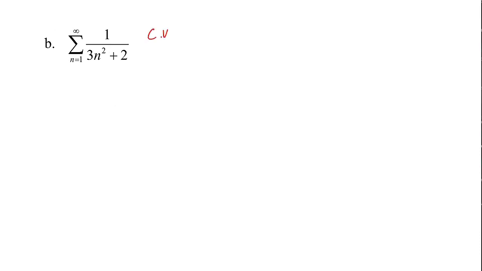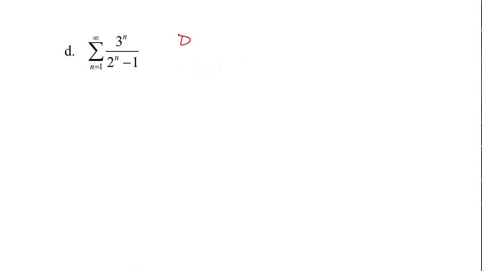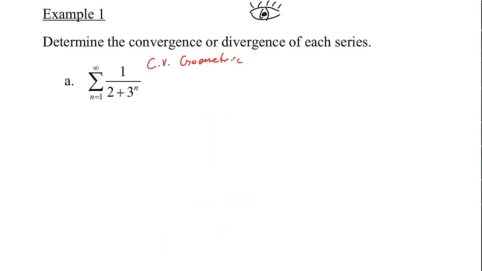This one looks like a convergent p-series with p equals 2. My eyeball is right. This one looks like a divergent p-series where p is 1/3. My eyeball is right. This looks like a divergent geometric series with r equals 3 halves. And my eyeball is right again. All right, so just kind of looking at these things, and you will get faster at these. I'm sorry if I went too quick.